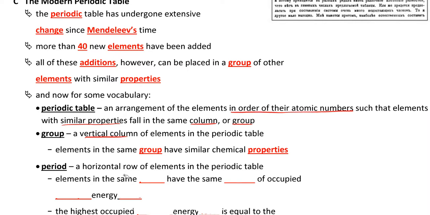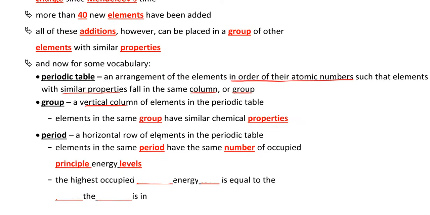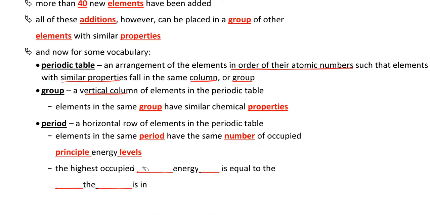So periods are horizontal rows of elements in the periodic table, and elements that are in the same period will have the same number of occupied principal energy levels. So what this is saying is that elements in the same period, or the same horizontal row, will have electrons in the same number of energy levels. And the number of energy levels that they will have is equal to the period number. So the highest occupied principal energy level is equal to the period the element is in.